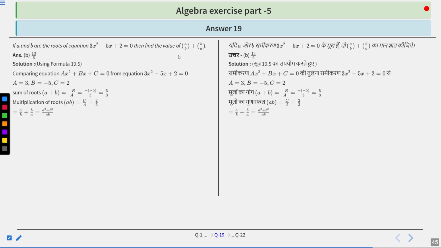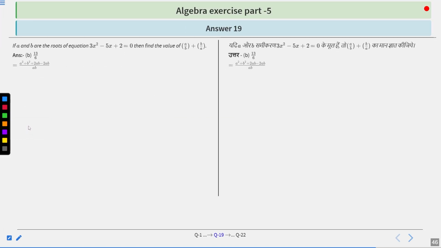Therefore, we have to find a upon b plus b upon a. So the value of a upon b plus b upon a is equal to, taking ab as the LCM, we get a square plus b square in the numerator, upon ab. So a square plus b square plus 2ab minus 2ab upon ab, that is equal to a plus b whole square minus 2ab upon ab. Putting the value of a plus b, 5 upon 3 whole square minus 2 into ab, which is 2 upon 3, upon ab, which is 2 upon 3.